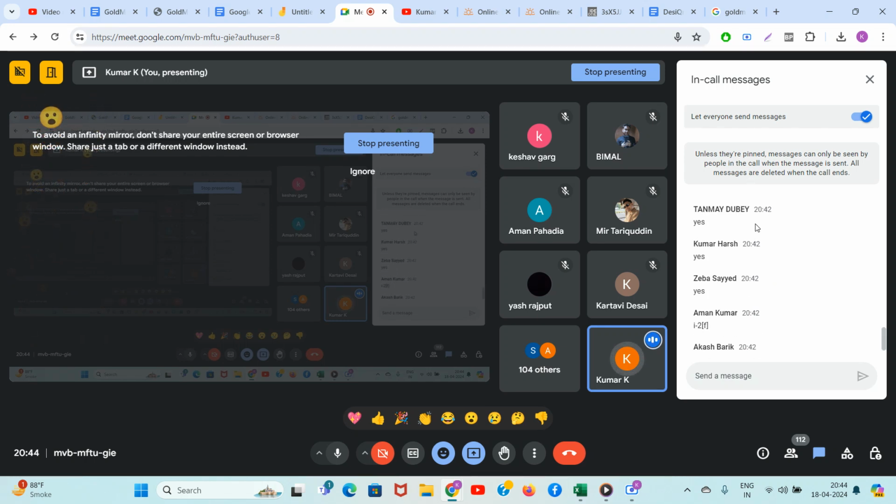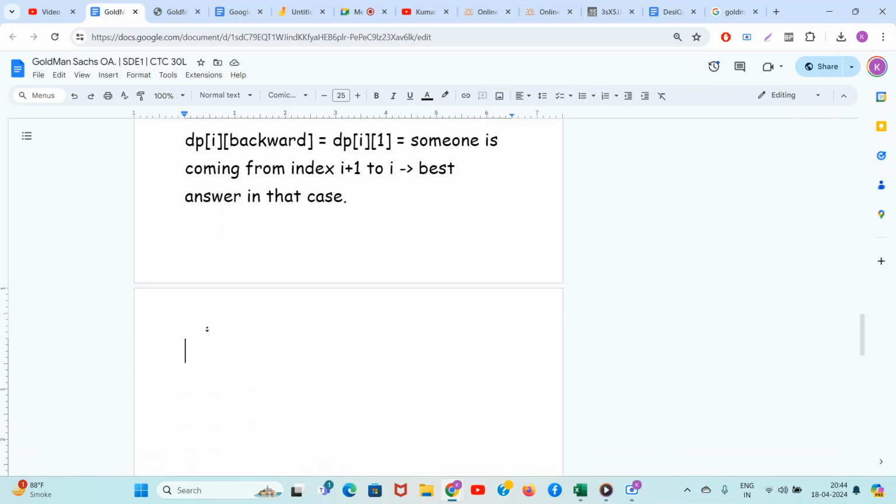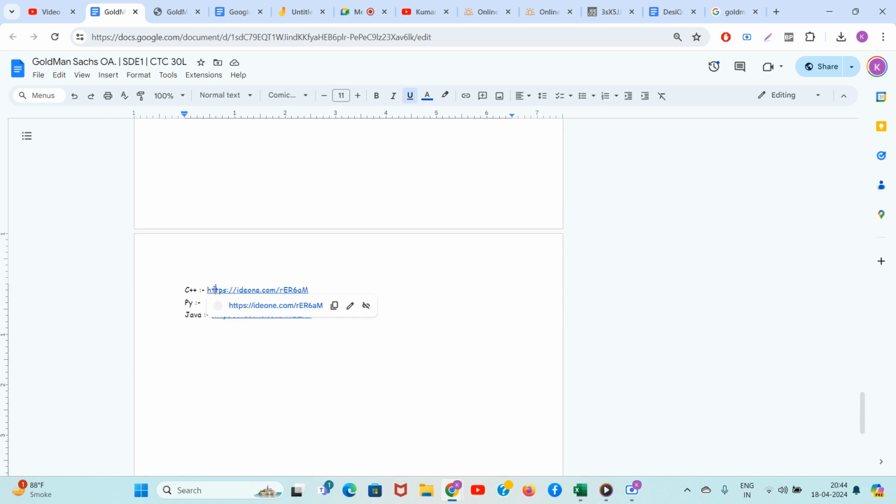Is everything clear to everyone? Now guys, this is mind blown, I know. You have to do lots of deep analysis for this kind of problem. So dp of I forward, dp of I backward, and now I open the C++ code.